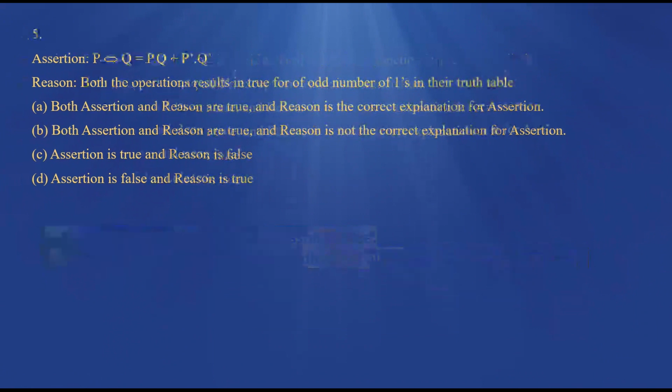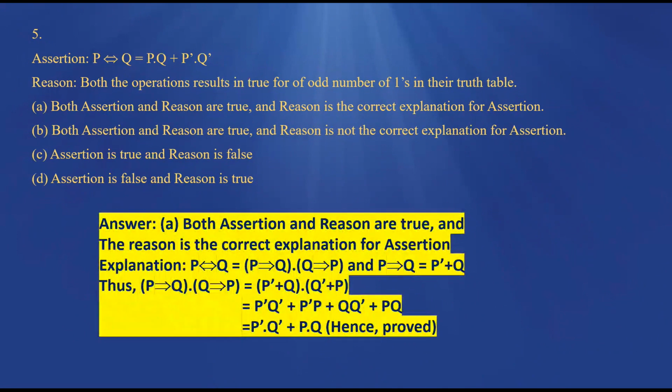Next question. Assertion: P biconditional Q equals P dot Q plus P bar dot Q bar. Reason: both the operations result in true for all odd numbers of ones in their truth value. Let's see the answer. Option A, both assertion and reason are true, and the reason is the correct explanation for the assertion.